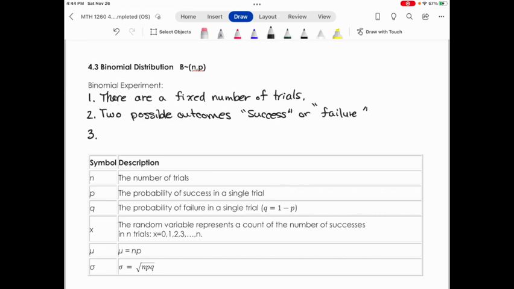Okay, and the third characteristic is that each of these trials or these experiments, each trial is independent and repeated under the same conditions.